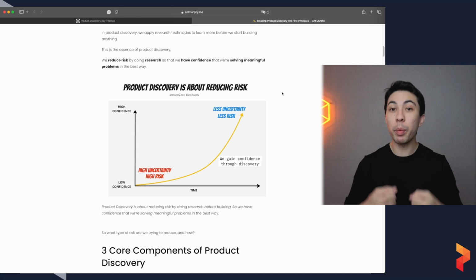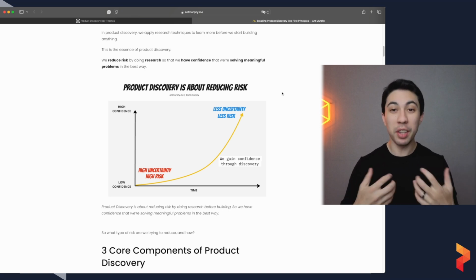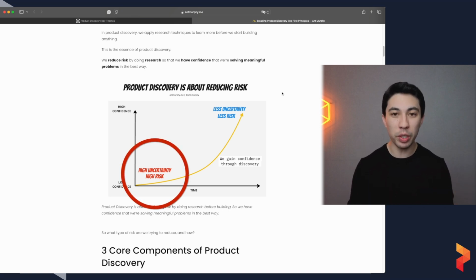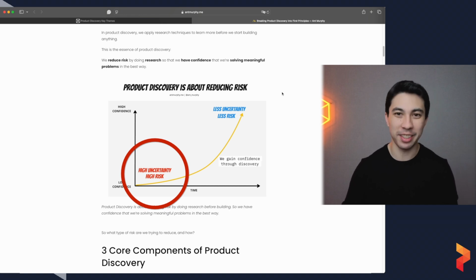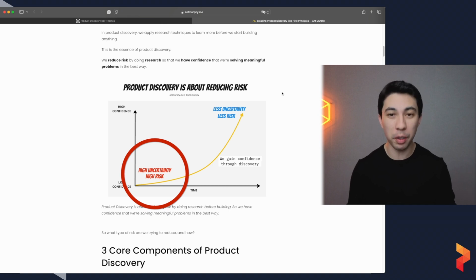The reason why we do discovery is because when we start a new idea, it is extremely risky because there's a lot of unknowns, there's a lot of uncertainty. There's this concept that I heard more from the startup world, but I really liked it. I can't remember who said it, I wish I could actually attribute it to them, but they called it ignorance tax. When you start something new, there's always an ignorance tax because you don't know, you haven't done it before, right? So there's always a level of uncertainty.